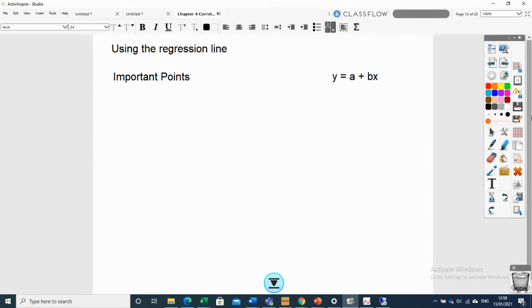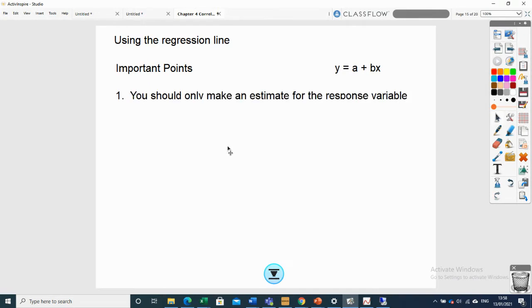Okay, moving on. So obviously now we know what the equation of a regression line is. We can use that to work out some values. So if we knew a value of x, we could work out the value of y. Okay, but there's some important things we need to consider when we're doing this. Important point number 1. You should only make an estimate for the response variable given the explanatory variable. Okay, so if we know what x is, we can work out y. However, if you're given y, you shouldn't use the linear regression model to work out x, because it will be a different equation.